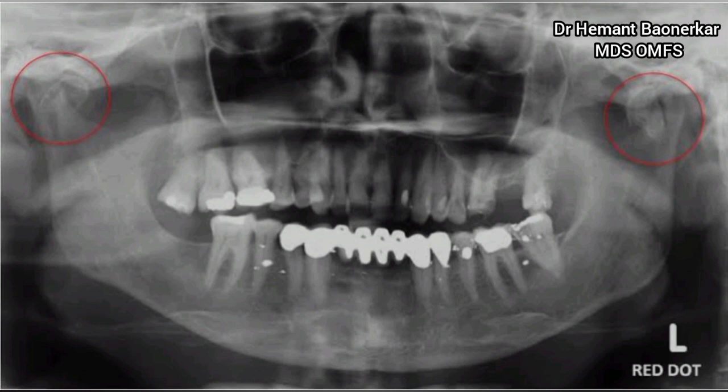On this OPG, bilateral subcondylar fractures are present. We always advise an OPG in all trauma cases, so we can find out whether the fracture is on the mandible or on the maxilla. On the mandible, there is always a fracture present if there is an impact on the mandible in the condylar region.